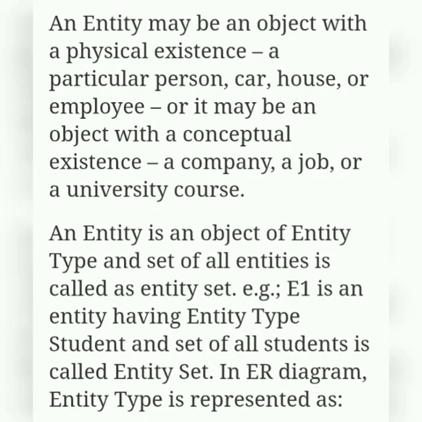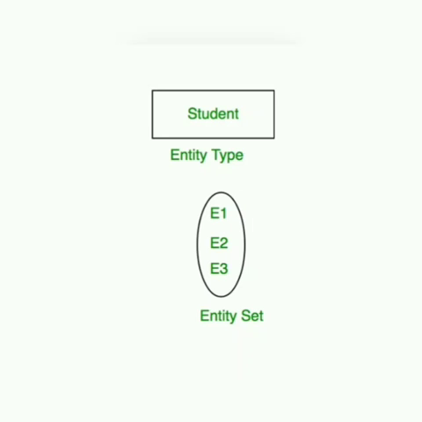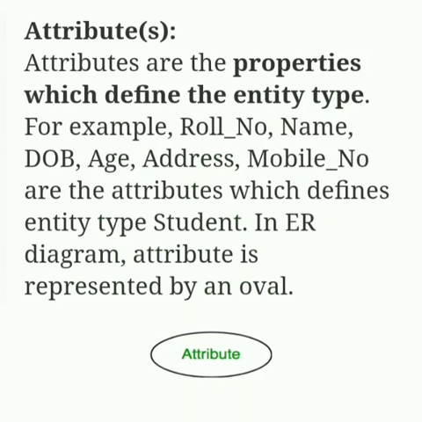So, here we can see the example. Here in the oval shape we have three entities, E1, E2, E3. So, these are the entities. We have several entities within that, so that is the entity set. Entity type means a single entity specified with a name. That is entity type.